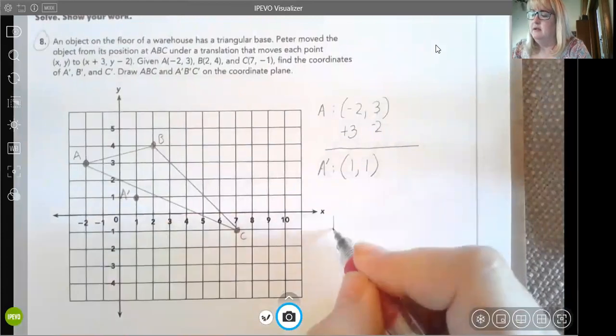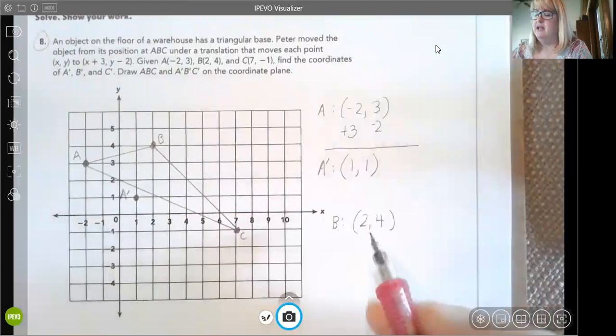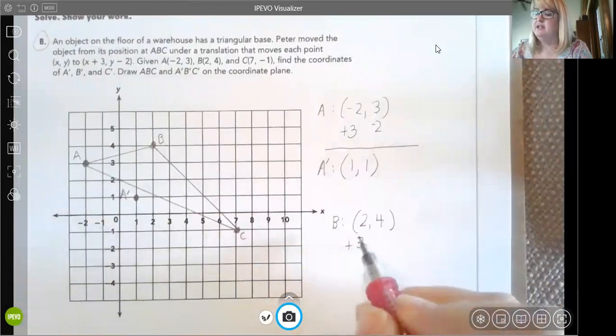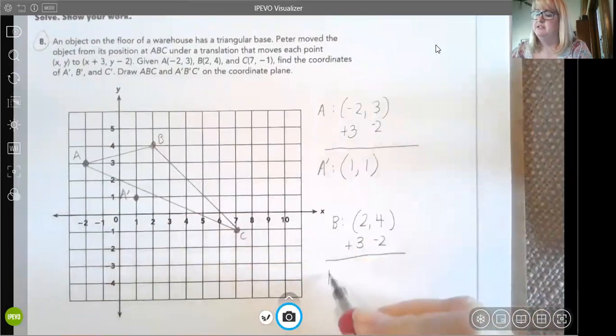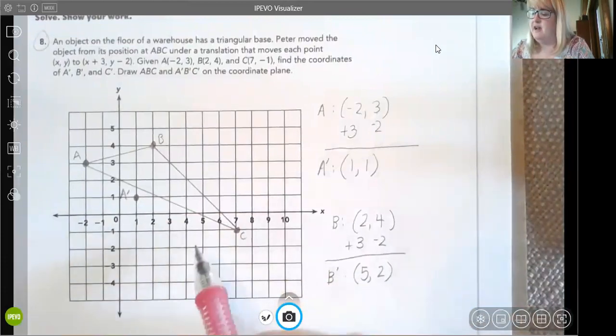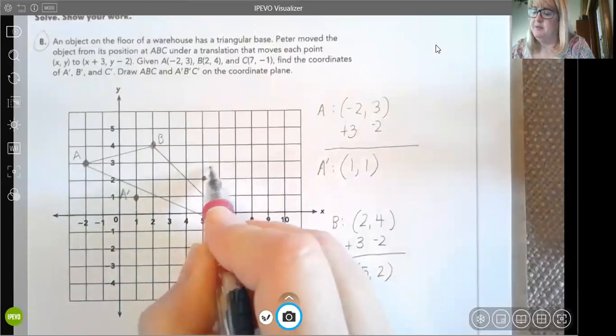B is at 2 and 4. Again, the directions tell us to add 3 to the X and subtract 2 from the Y. So B prime is going to be 2 plus 3 is 5. 4 minus 2 is 2. So what we're going to do is go over to 5, up 2, and this is B prime.